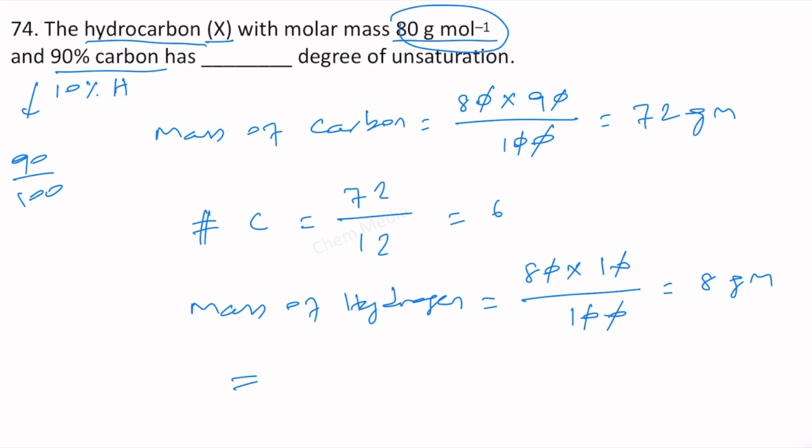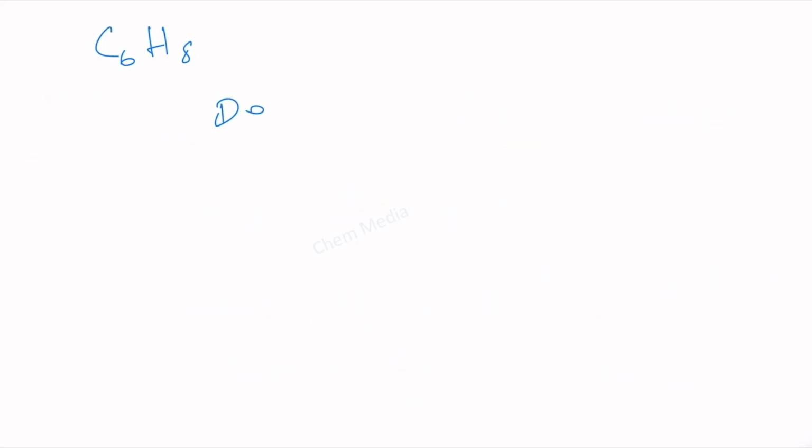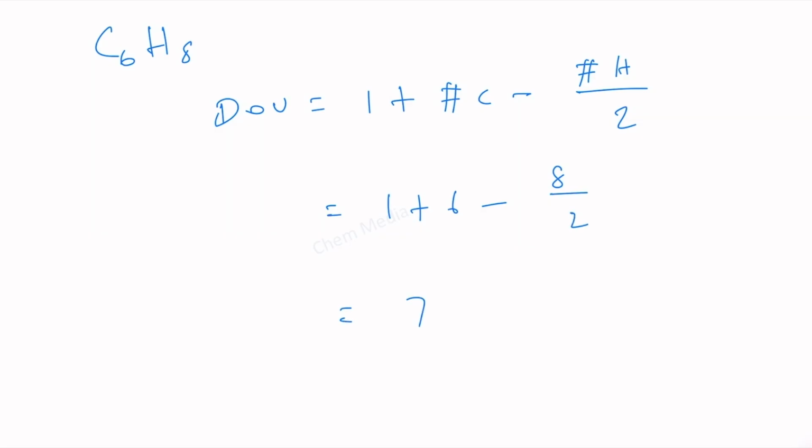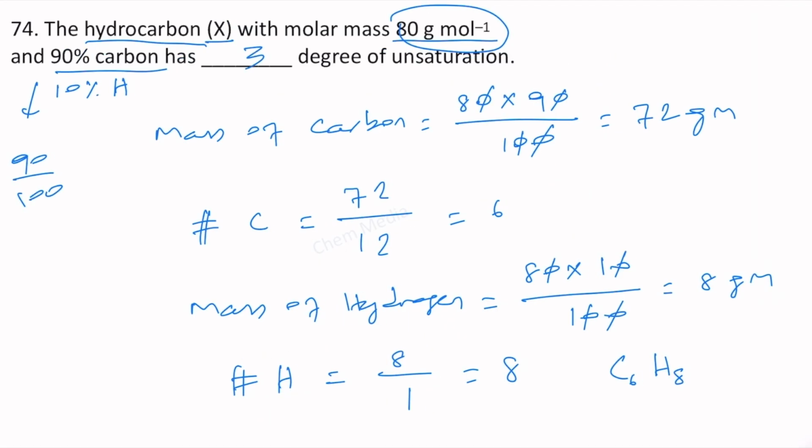Therefore, the number of hydrogen atoms is equal to 8 by 1, that is equal to 8. Therefore, the molecular formula is C6H8. Degree of unsaturation for C6H8 is equal to 1 plus number of carbon atoms minus number of hydrogen atoms by 2. Therefore, this is equal to 1 plus 6 minus 8 by 2. Therefore, this is 7 minus 4. Therefore, the degree of unsaturation is equal to 3. Therefore, 3 is the correct answer here.